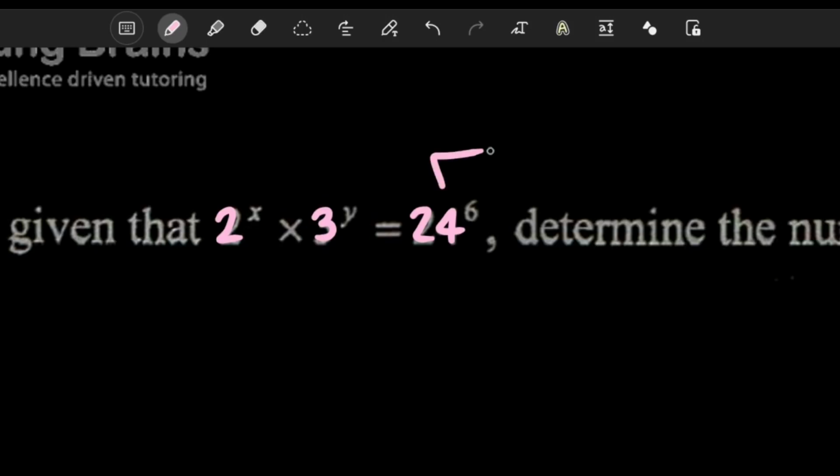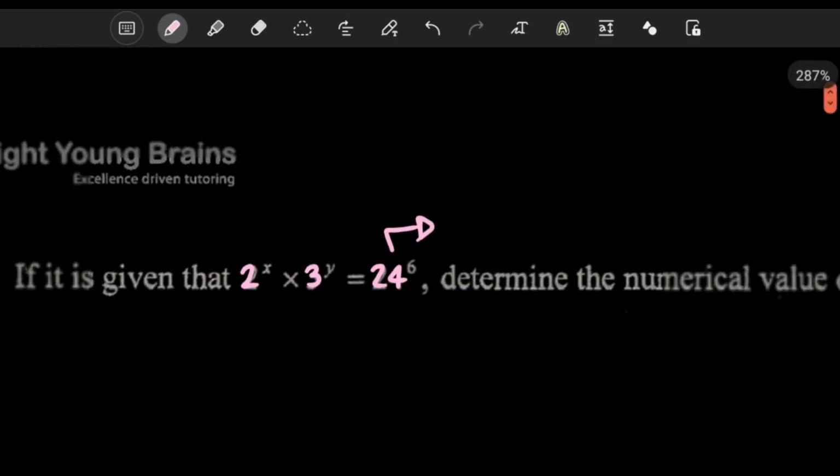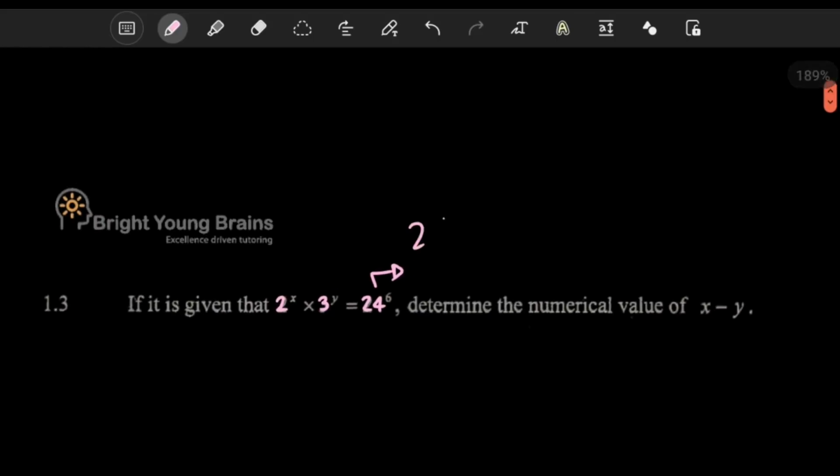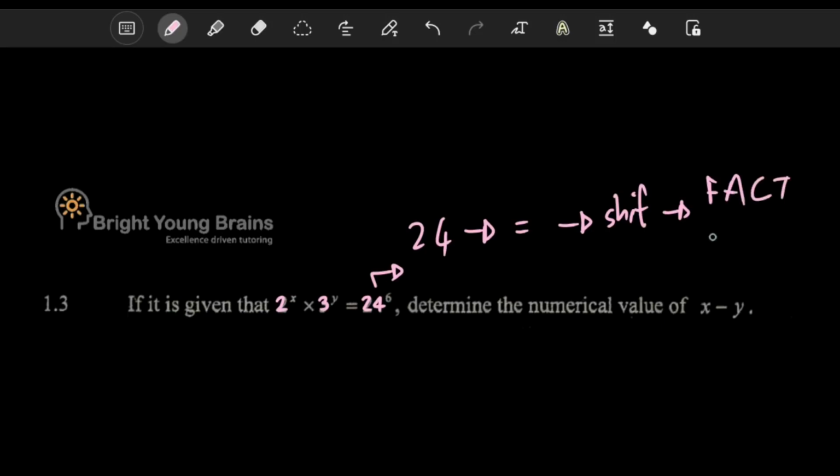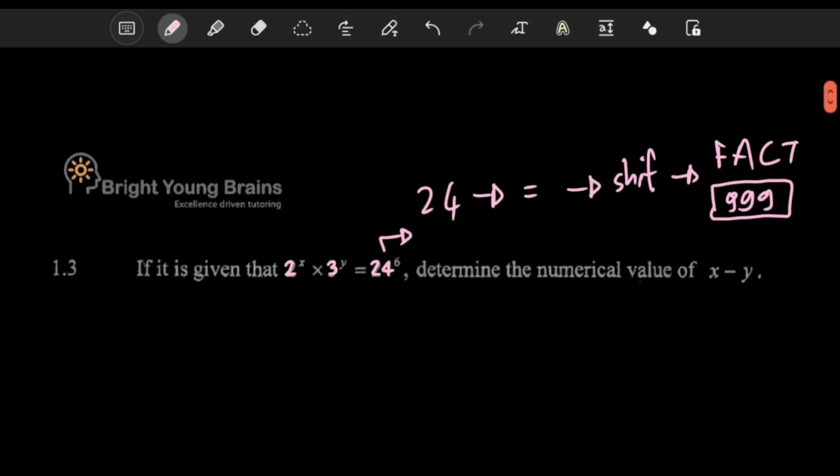In your calculator, all you do is press the following. You're going to press 24, then equal to, and then shift, and then you're going to press this. There's a button written fact at the top there. It's a button in your calculator. It looks something like this. If you do that, you're going to get 2 to the power of 3, or no, it's 2 to the power of 4 times 3. This is what 24 can be written as according to your calculator.